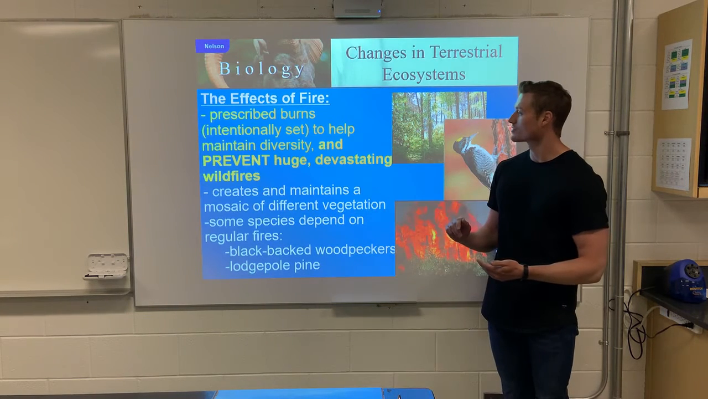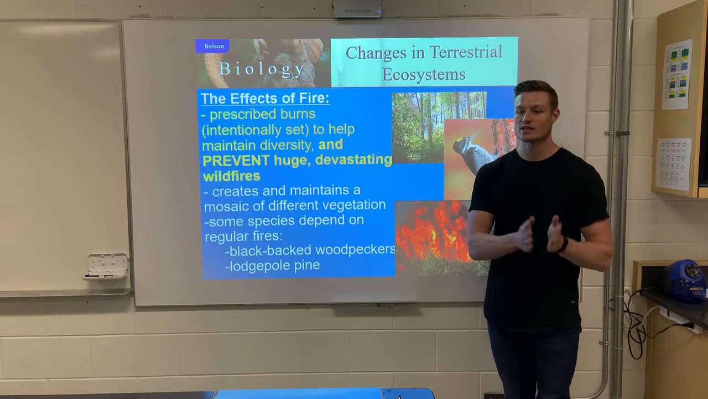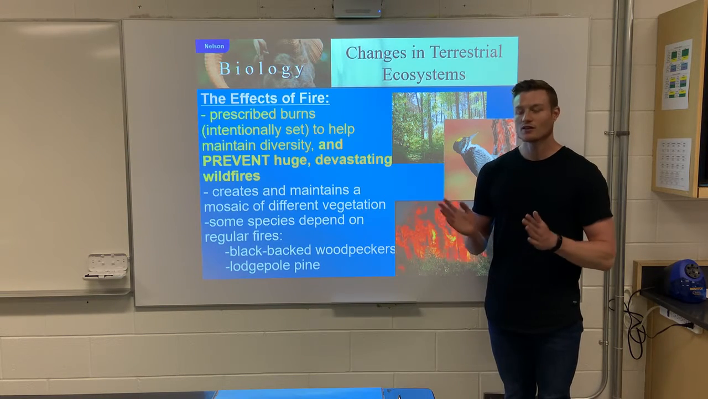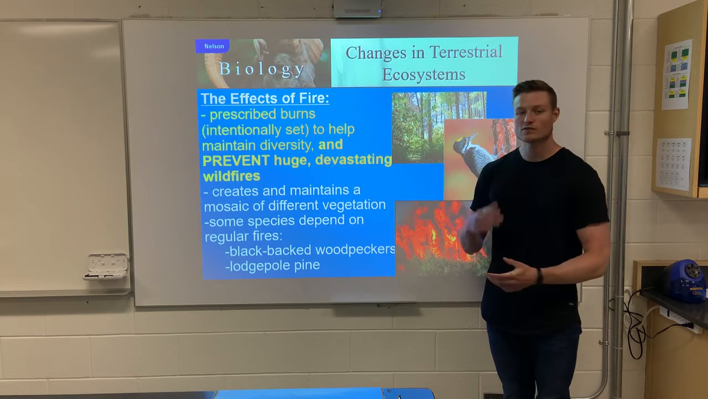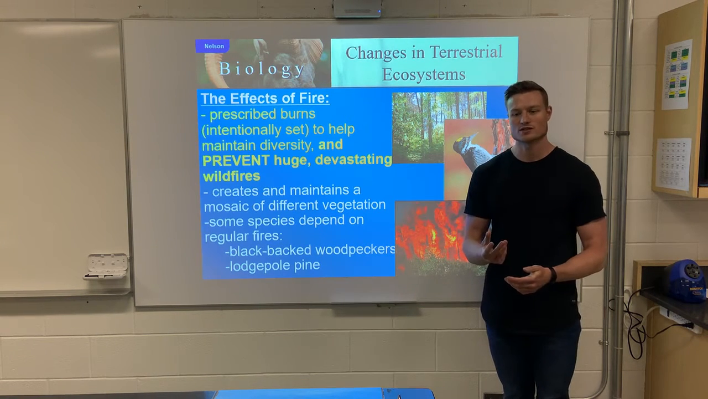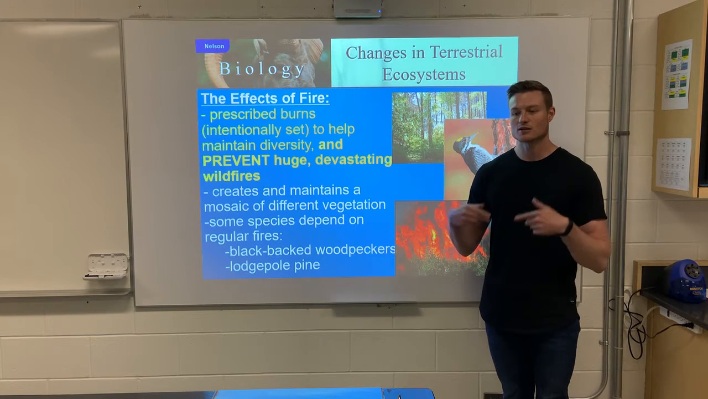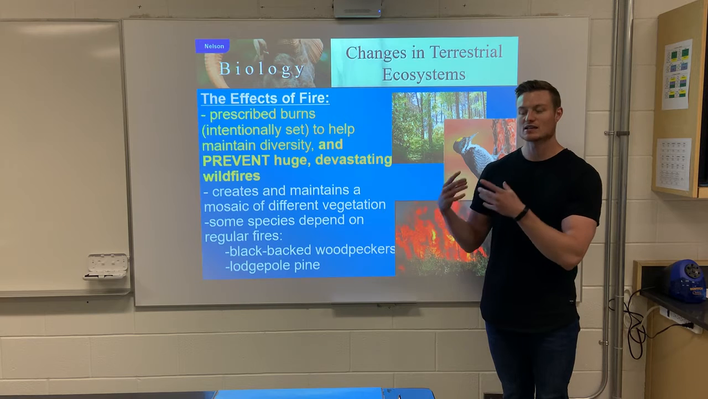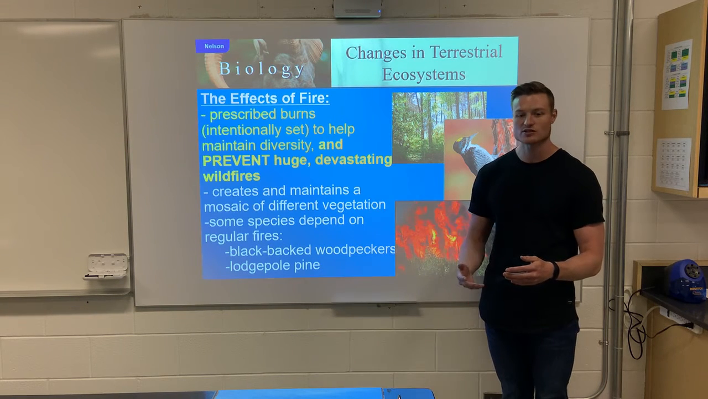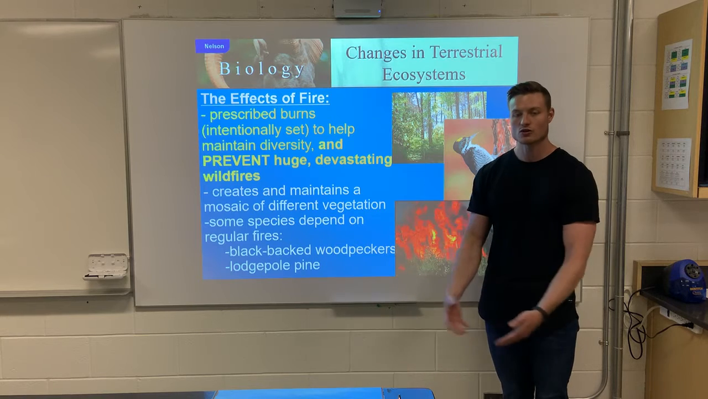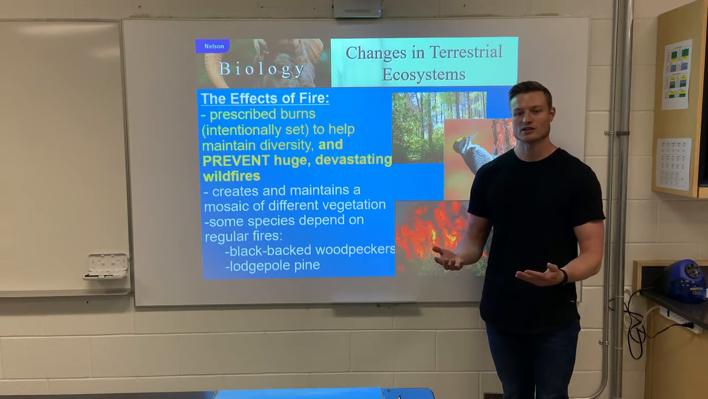Another way ecosystems can change is through fire, whether intentional or not. There are these things called prescribed burns because, as it turns out, fire is actually beneficial for an ecosystem. When fire goes through an ecosystem, it burns away the dead and decaying trees that would take years and years, thousands of years, to break down. And now all those nutrients are returned back to the soil. It's basically like pressing restart on an ecosystem.